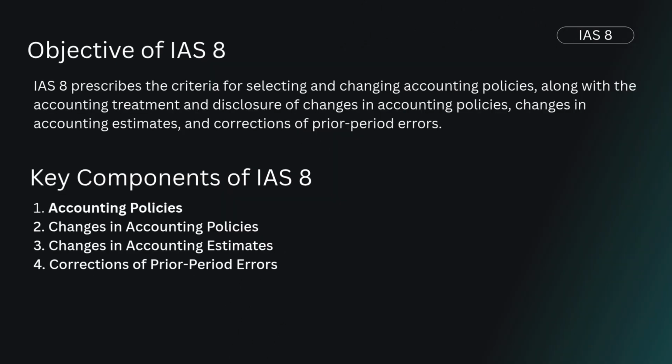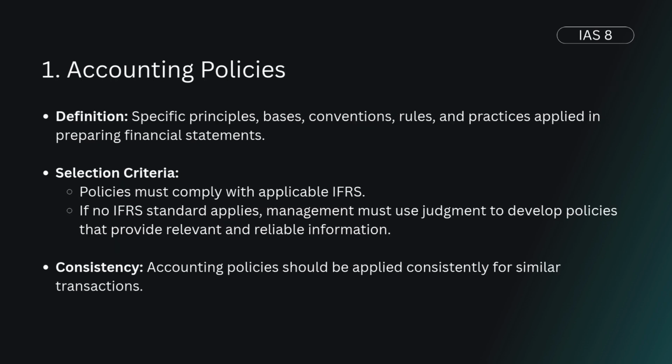Objective of IAS 8. IAS 8 prescribes the criteria for selecting and changing accounting policies, along with the accounting treatment and disclosure of changes in accounting policies, changes in accounting estimates, and corrections of prior period errors. Key components of IAS 8 are: 1. Accounting policies. 2. Changes in accounting policies. 3. Changes in accounting estimates. And the fourth one is corrections of prior period errors. Now let's take a look into these key components.